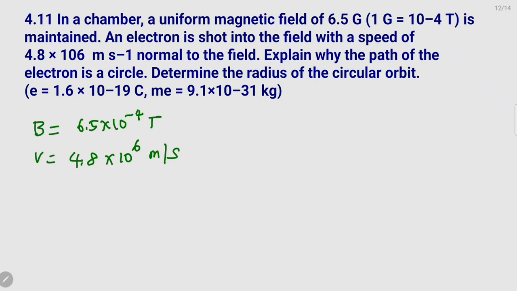It's again a very easy problem, again a direct substitution kind of problem only. Magnetic field is given, field strength is 6.5 into 10 power minus 4 Tesla. They have given it in Gauss, and they have given the equivalent scale also. And the speed of the electron is given, so 4.8 into 10 power 6 meter per second. And see, here is the key word in this question. So normal to the field, this is the key word in the question.